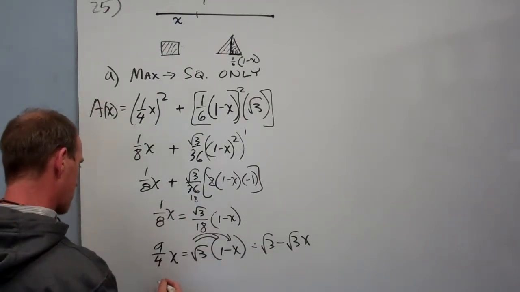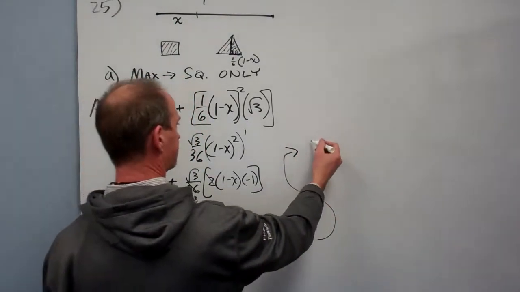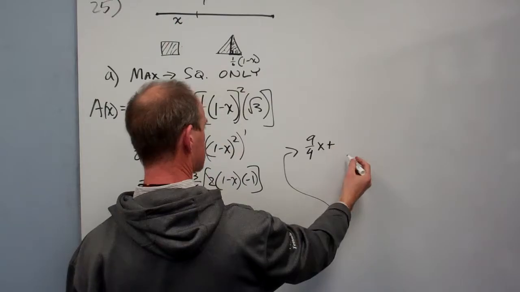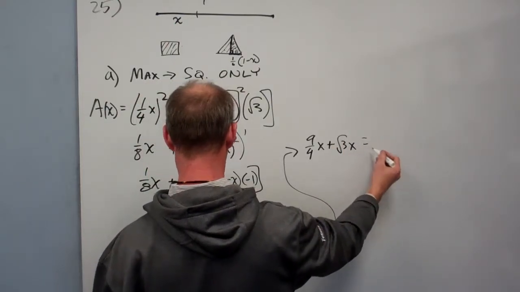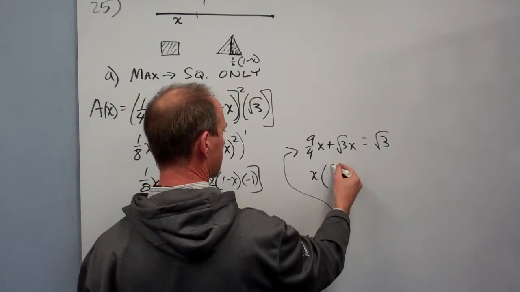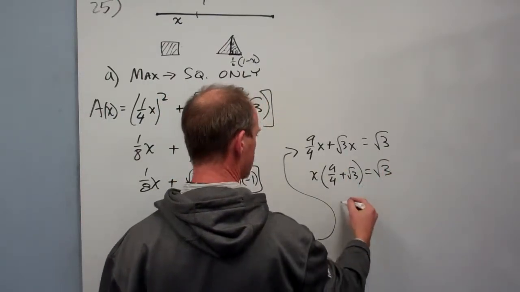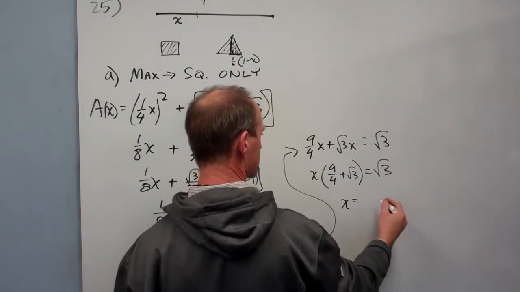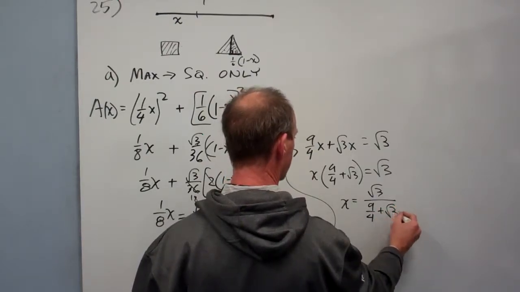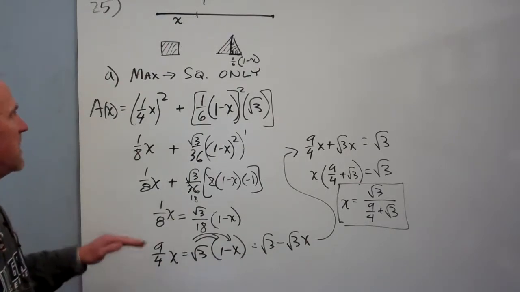I'm going to maybe run out of space. So I'm going to get 9 over 4 x plus radical 3 x equals radical 3. And so then I can factor out that x, and I get x times 9 over 4 plus radical 3 equals radical 3, and I'm in the home stretch here. x then is going to be equal to radical 3 all over 9 over 4 plus radical 3. Okay? So that should give you the amount that minimizes the area.